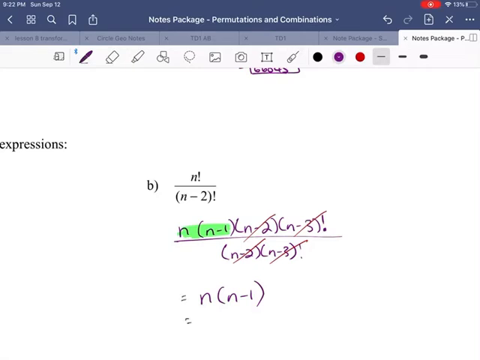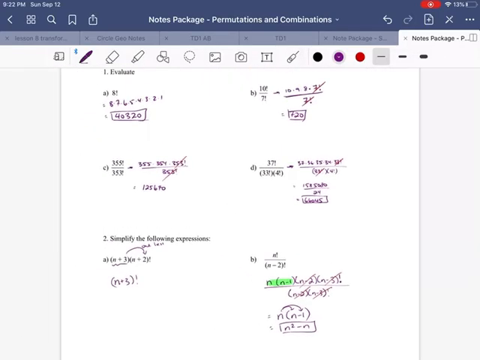Now you could leave it like that. I would expand n squared minus n. That's what we're going to leave it as.